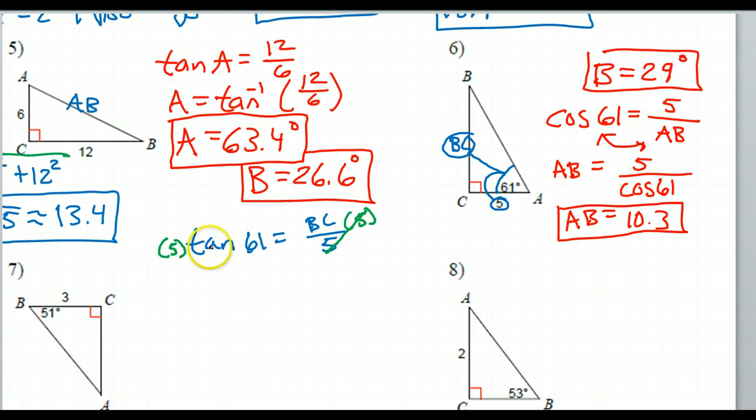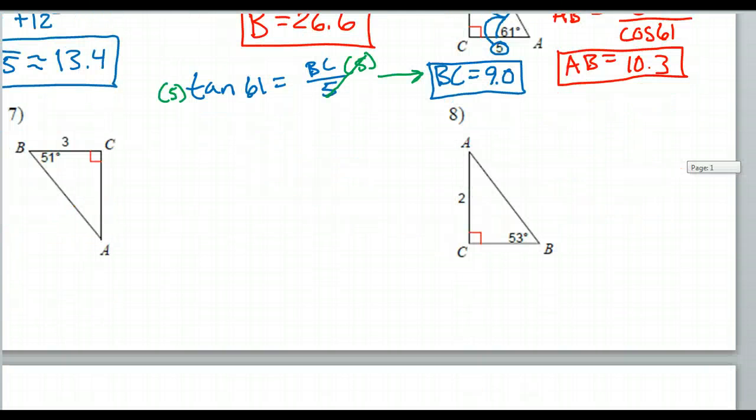Okay, so 5 tangent 61 should be my answer. I think I'll just put it back over there. So BC is equal to 9.0. All right, did I find all three things? 1, 2, 3, yes. So moving on to number 7.